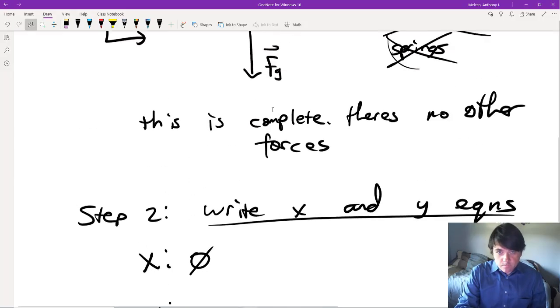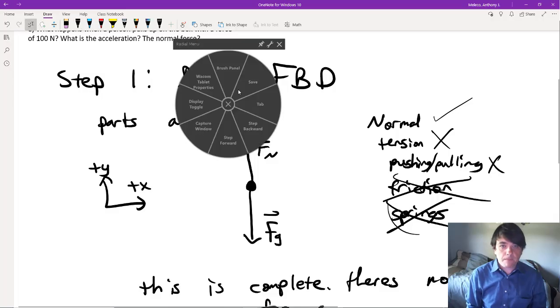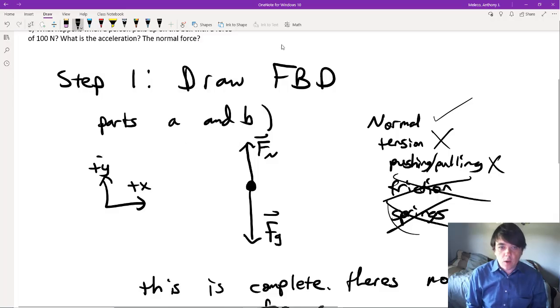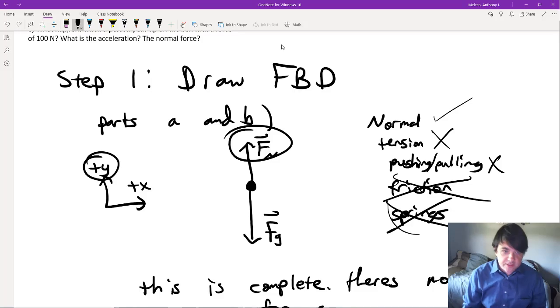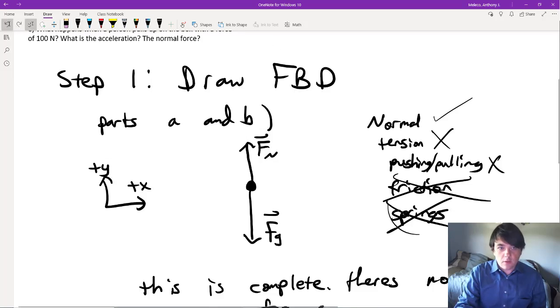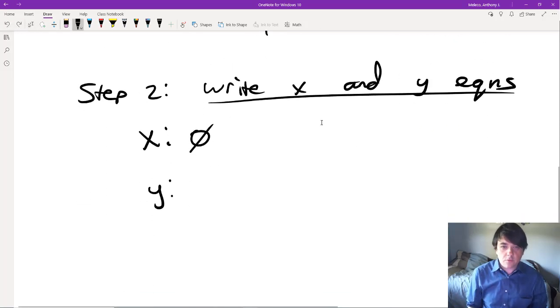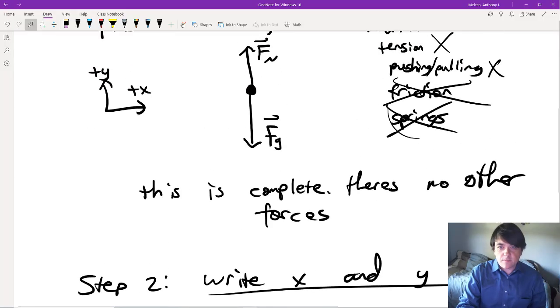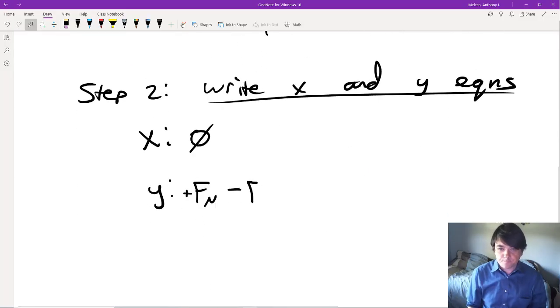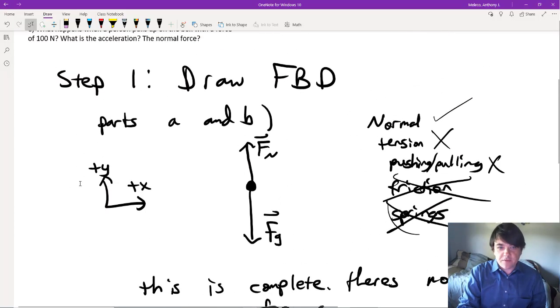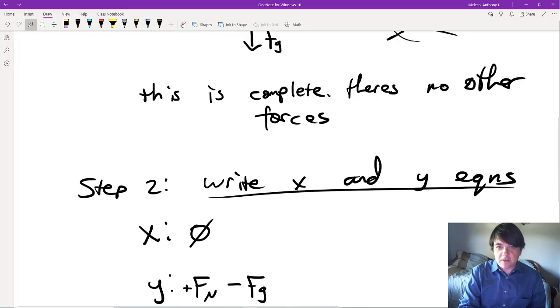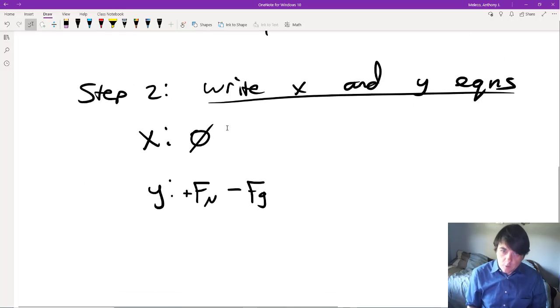In the y direction, there's 2. Okay? In the plus y, you have Fn pointing up. And so you would write Fn. You could write positive just to make sure. And then you would write minus because Fg is pointing down. Okay. So this is our equations right here. You have Fn because this is positive, and you have Fg, which is negative, and it would be pointing down.